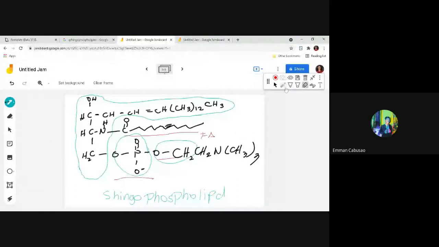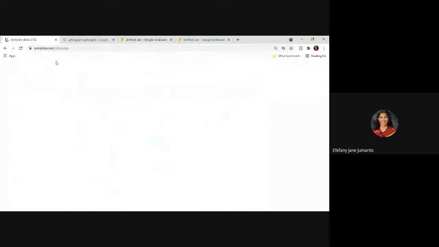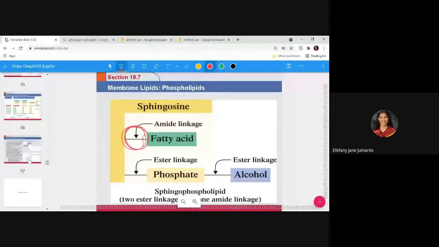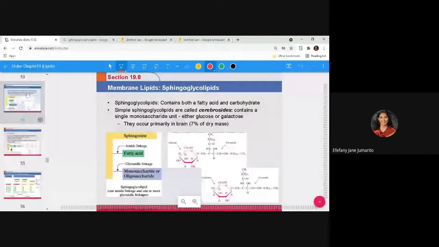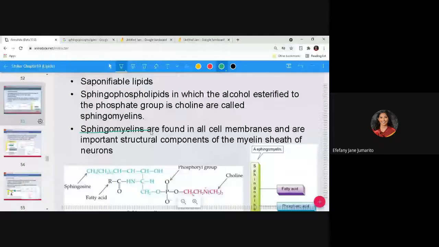Sphingophosphocholine. Thank you for trying, but that molecule will become sphingomyelin. Now, let's talk about this one. That will become sphingomyelin. Phosphatidylcholine is the one here if the backbone is glycerol. If sphingosine is the backbone, it is sphingomyelin.